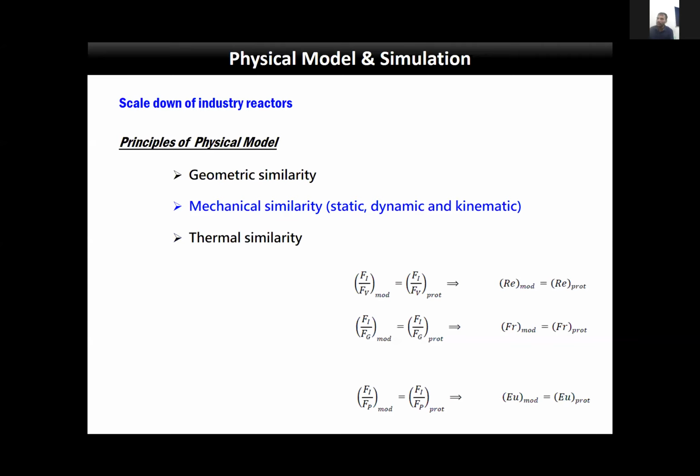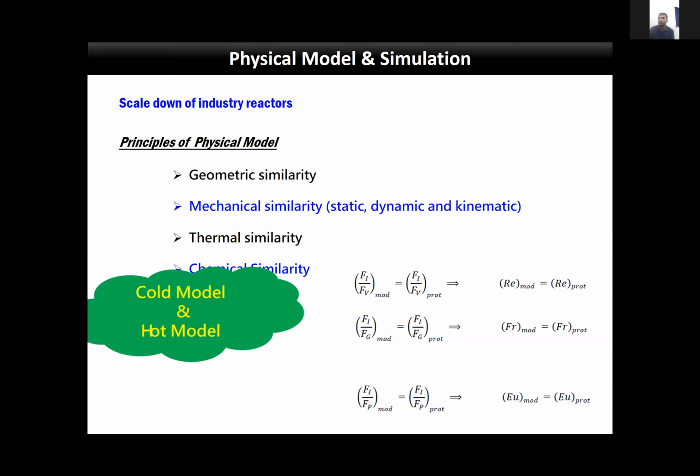And another is thermal similarity, and another is chemical similarity. By name one can understand, this means maintaining the temperatures and maintaining some of the chemical reactions whatever is happening. It is very difficult to simulate these two at room temperature when you select water and others as a simulant. So that's the way.